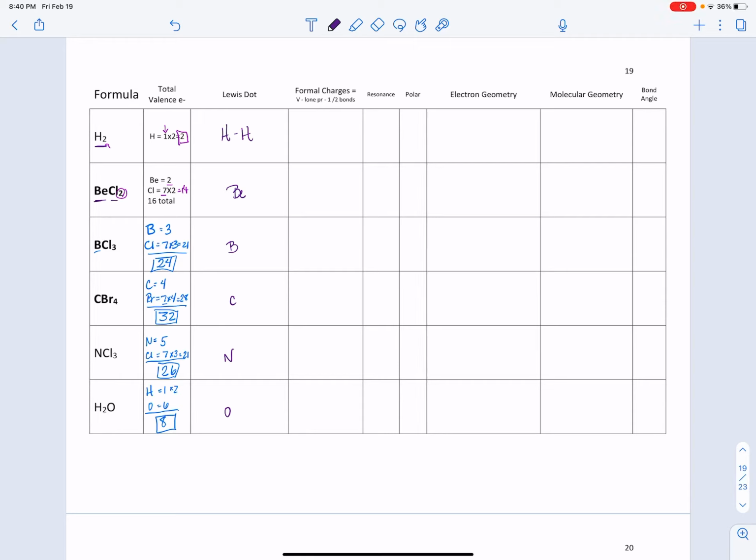These are the elements you should have as the central atom: beryllium, boron, carbon, nitrogen, and oxygen. Again, hydrogen can't be in the middle. That's why hydrogen isn't in the center in that case. It might seem counterintuitive until you think about the fact that it just can't make lots of bonds.